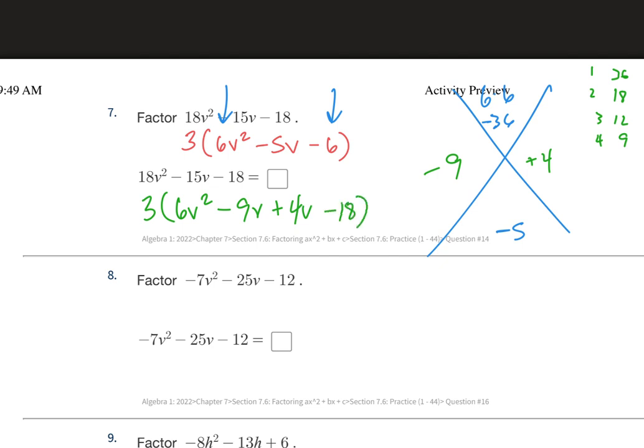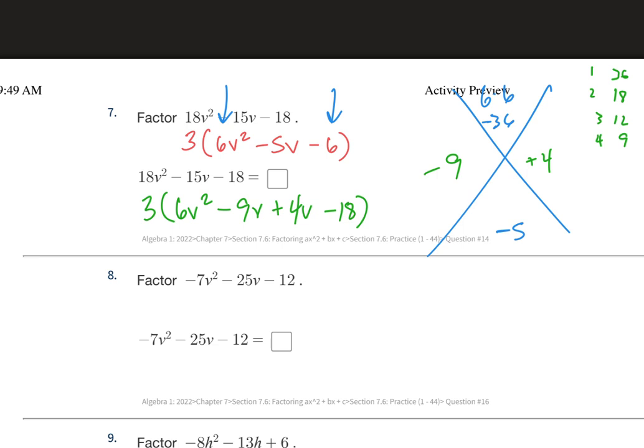All right, so the 3 is on the outside, 6v squared minus 9v plus 4v minus 18. And by the way, if you're thinking that I'm going too fast, I'll say this. The idea is I'm constantly checking, okay, over here, do these numbers go over here? And really it's only these two that end up making it over here, right? This is A times C. There is A, there is C, and this is B. However, these two are remaking B, right?